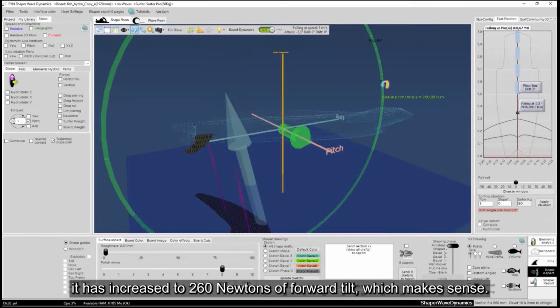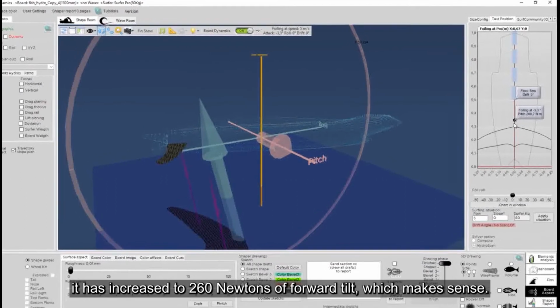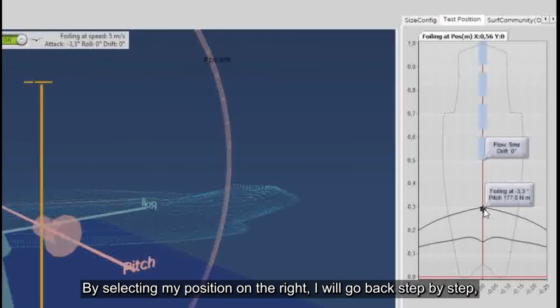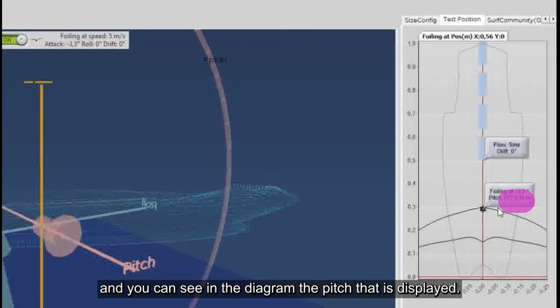We see that the pitch torque has increased. It has increased to 260 newtons of forward tilt, which makes sense. We swing forward. By selecting my position on the right, I will go back step by step, and you can see in the diagram the pitch that is displayed.